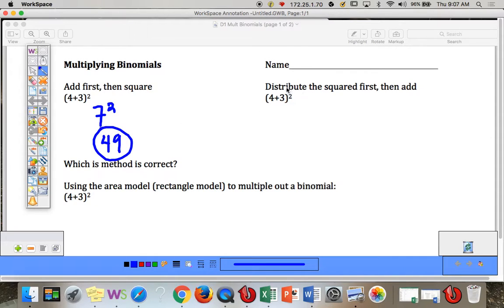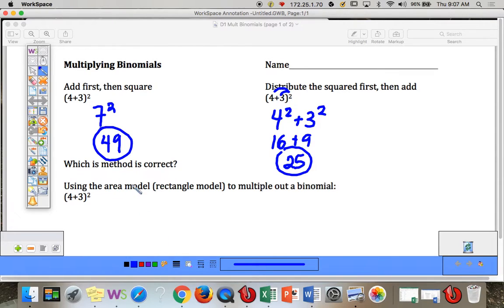Let's try it another way. Let's distribute the squared first and then add. So if we distribute the squared, we'll get 4 squared plus 3 squared. 4 squared is 16, 3 squared is 9, and that is 25. So if we do it two different ways, we get two different answers. The question is, which method is correct?